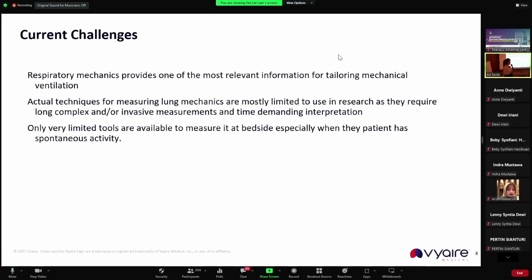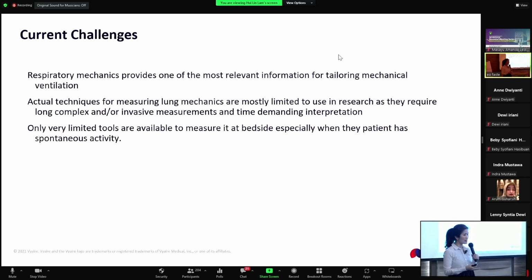So the challenges that we face in the ICU, like we said, are that there are very limited tools that we can use at bedside to measure patients' lung mechanics and optimize ventilation. Also, whenever patients have spontaneous activity, it's difficult for us to find out what their lung mechanics are as well.